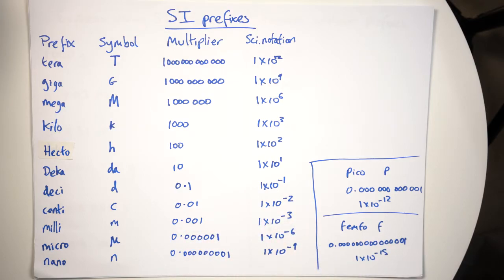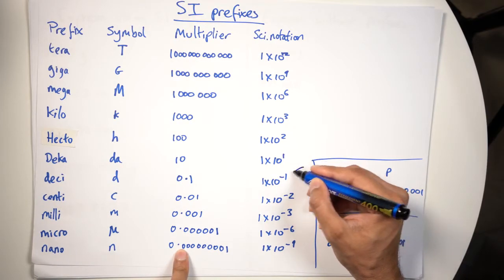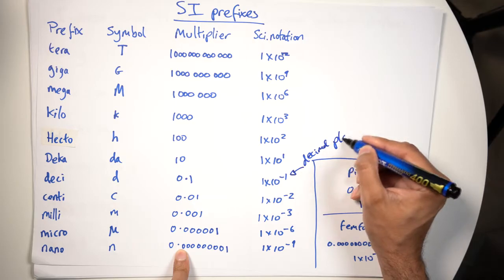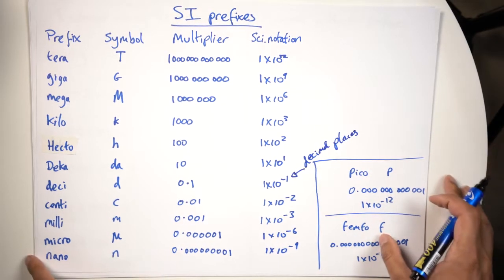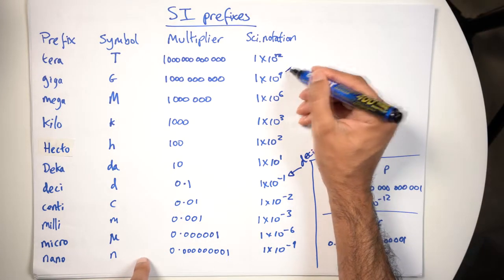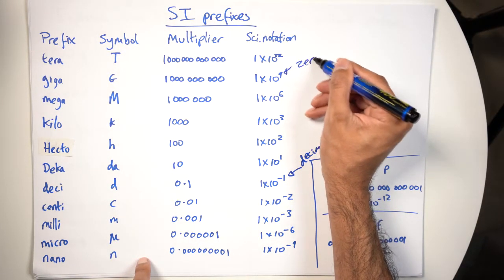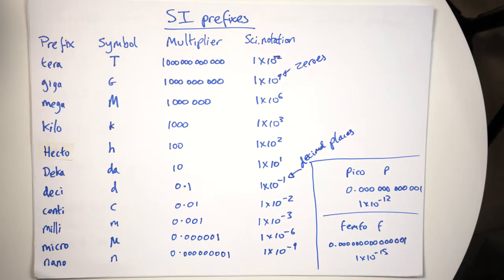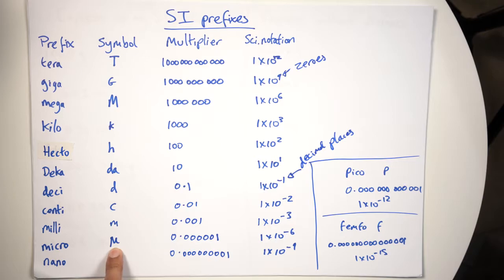Basically, these refer to decimal places in that case. Above that, it's not decimal places. Above here, you're talking about how many zeros. So that's something that you just have to be a little bit careful of. Also, in an exam, you can write down this Greek letter as mu, but if you're typing it out, you can use the letter U instead.